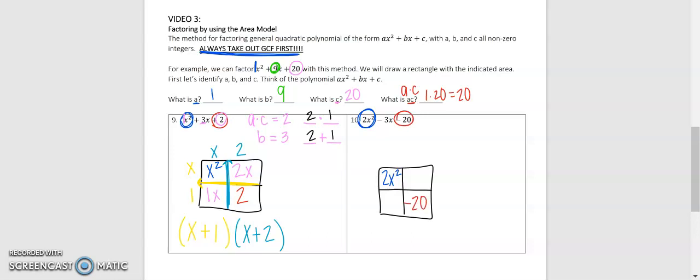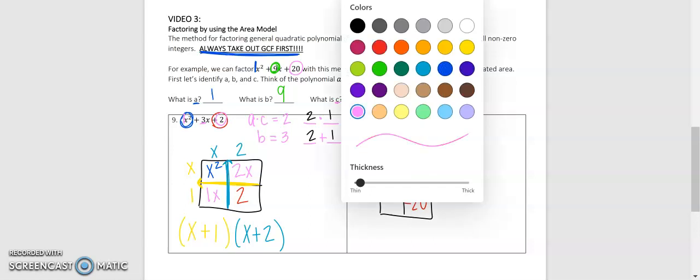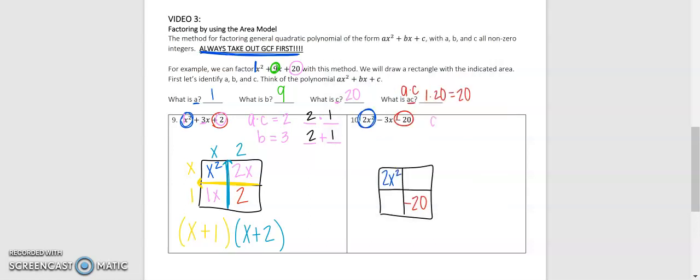So to figure out what goes in the other two boxes, we're going to do our a times c. Our a times c here is going to be 2 times negative 20. All right, 2 times negative 20 is going to give us negative 40. And then our b term is negative 3. Make sure you keep that sign in front. So we need two values that multiply to be negative 40, but add together to be negative 3.